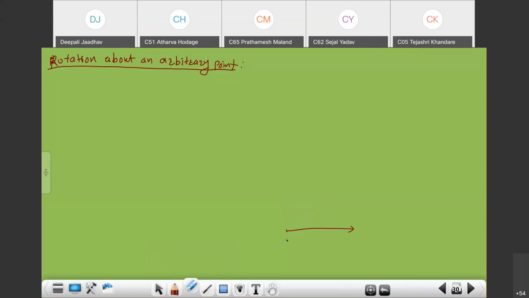For that, there are three steps we need to apply. What is the first step? Set the point first: translate the point or the object to the origin. This arbitrary point, we are moving it, since we are rotating about an arbitrary point other than the origin. So this point we first need to translate to the origin.